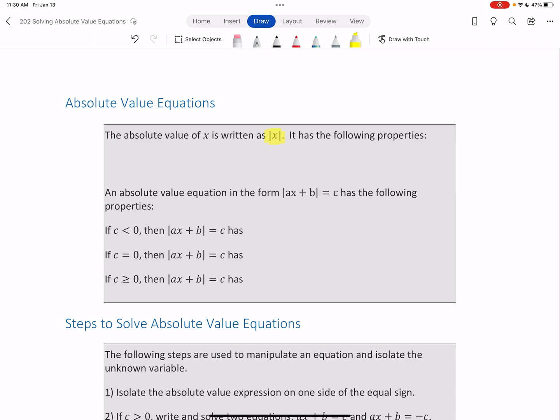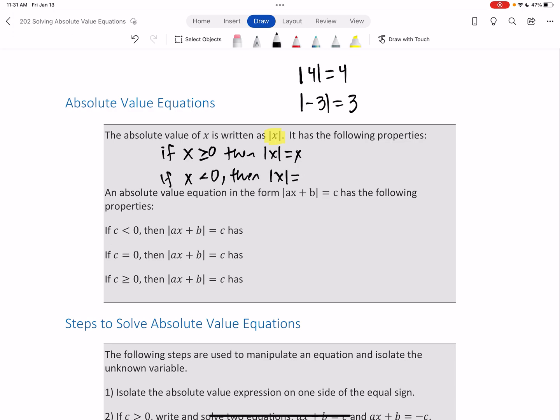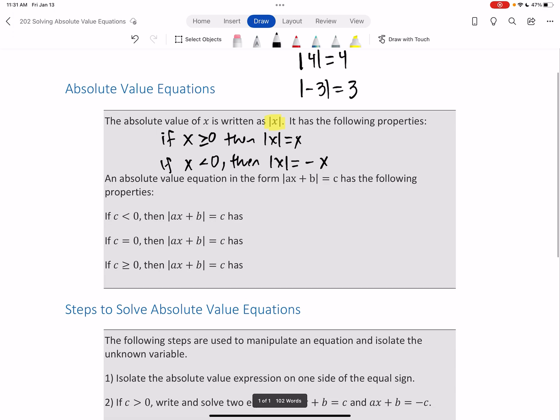And what you want to think of is when you put something inside absolute value bars, it's always going to turn positive. So for instance, if I did absolute value of 4, it would just be 4. If I do absolute value of negative 3, it will turn it to positive 3. So it has the property where if x is greater than 0, then the absolute value of x is just x. If x is less than 0, then the absolute value of x is going to be negative x. And we kind of use it inherently without thinking about that property. But when we're solving absolute value equations, we want to keep that in mind.